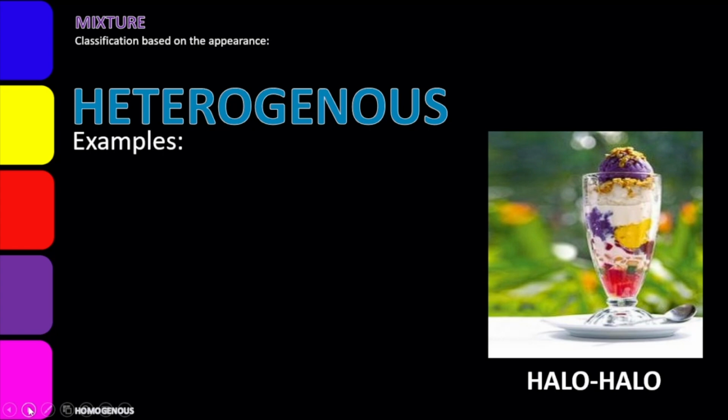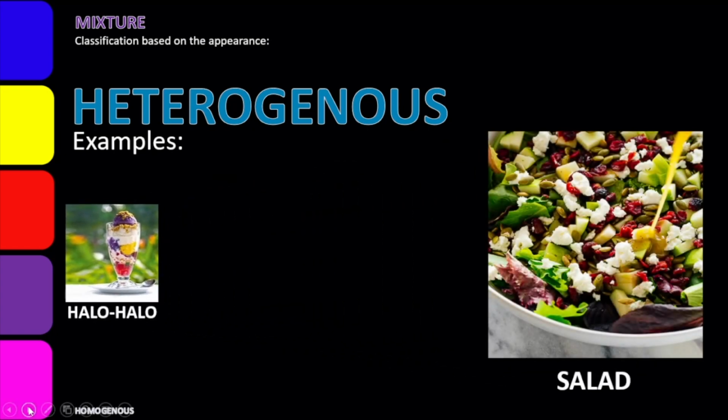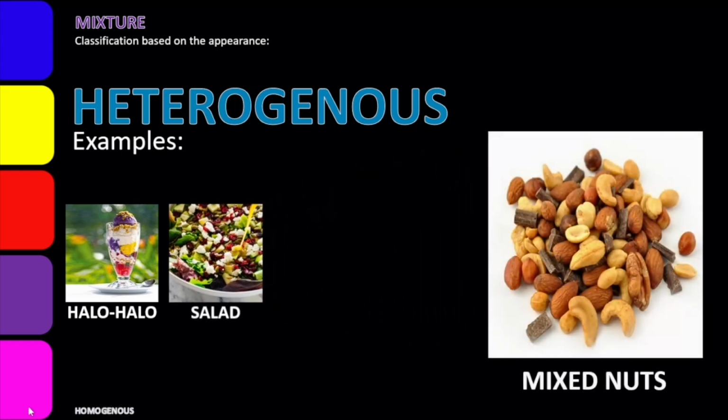And some of the examples of heterogeneous mixtures are one of our favorite here in the Philippines, halo-halo. Kasi nakikita mo pa yung mga iba't ibang bagay na nilagay mo doon. We also have an example of salad. Kasi yung salad, katulad na nakikita nyo sa picture, nakikita nyo pa rin yung iba't ibang bagay na nakahalo doon sa mixture ng salad. And also we have mixed nuts. It's a combination of different nuts and they are still visible kung sino yung peanuts, sino yung other types of nuts, nakikita pa rin natin.